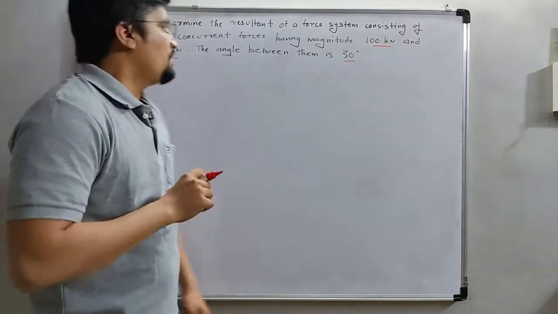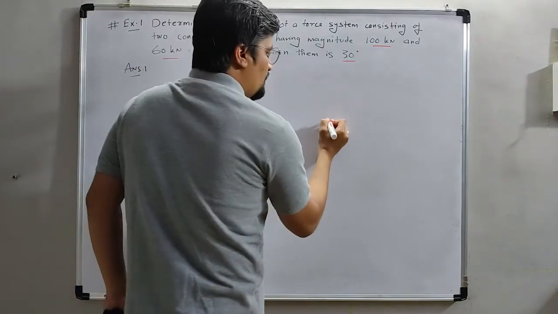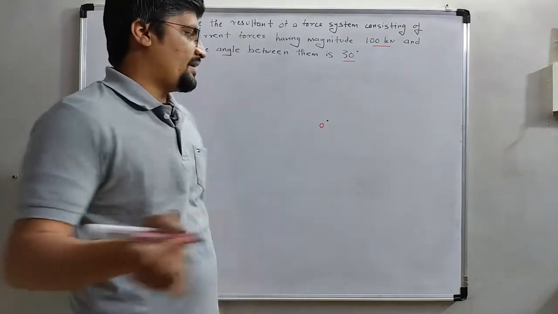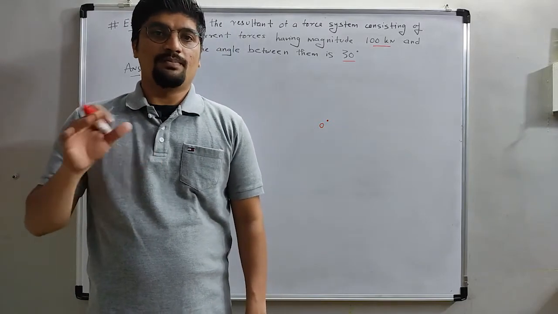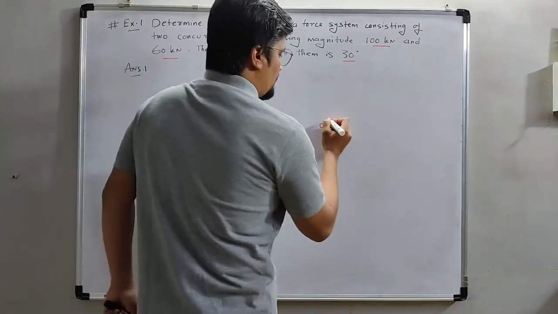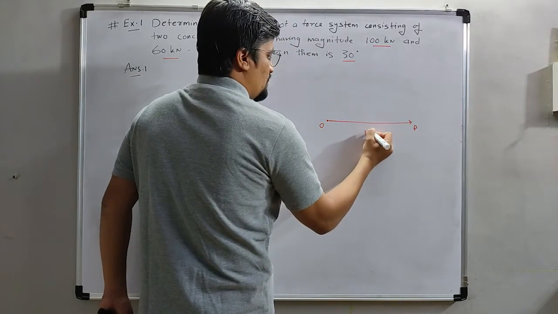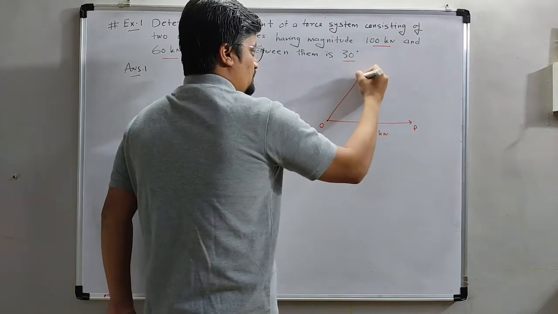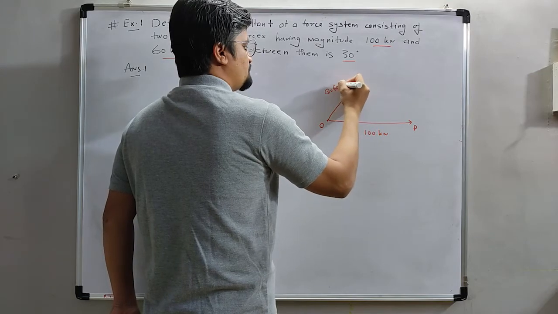So, two forces are given which are concurrent. I will take here a point. As I have explained in the law of parallelogram, the major force will be P and the minor force will be Q. That's why I will take P here, which is 100 kilonewton, and here Q, which is 60 kilonewton.